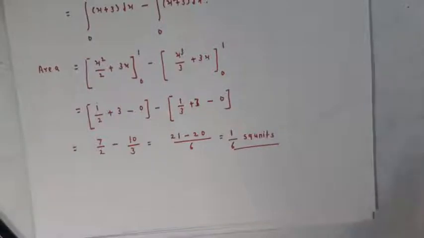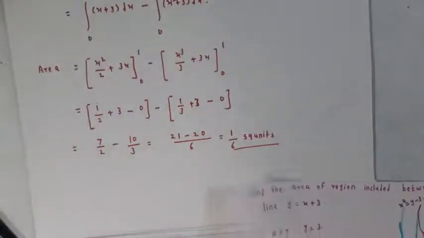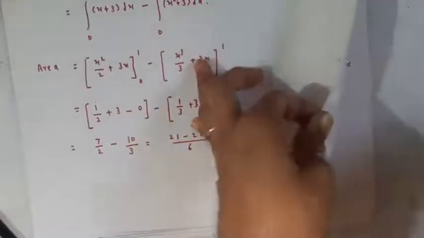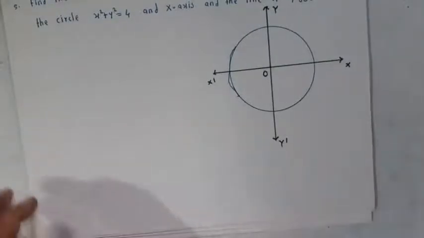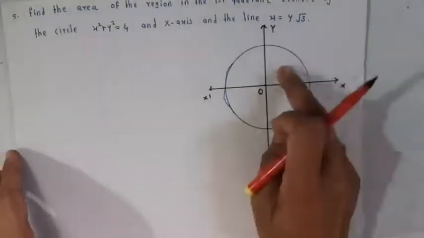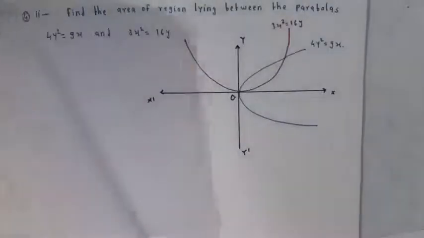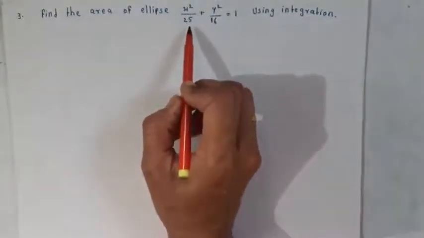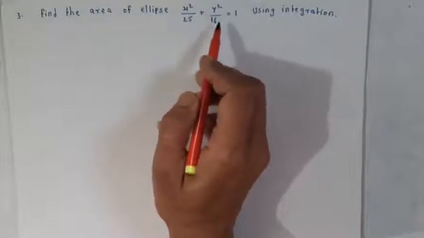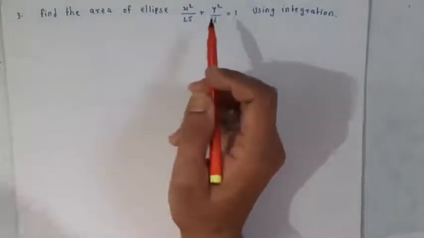Now let us take another example. The example is that find out area of the region in first quadrant. Before going to that, let us take this example. Find the area of ellipse. Equation of ellipse is x square upon 25 plus y square upon 16 equal to 1, using integration.